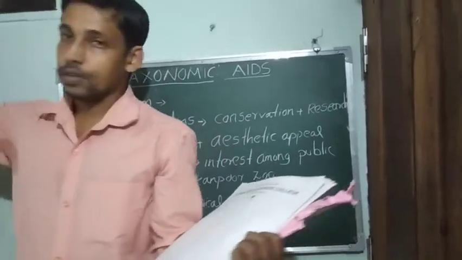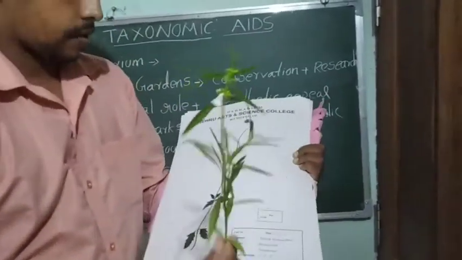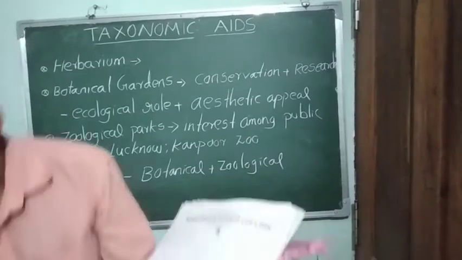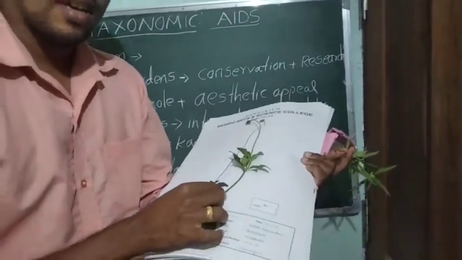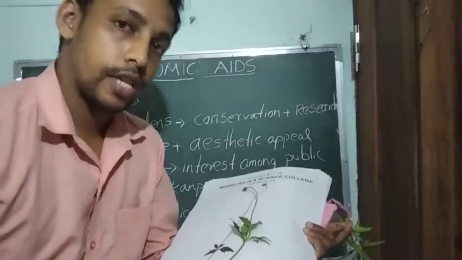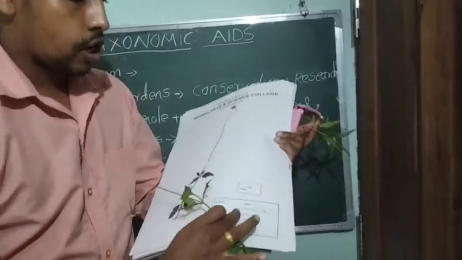Another plant is this one. So I have just identified this. This is Tridax procumbens. I have got the name of the plant, that is Tridax procumbens.